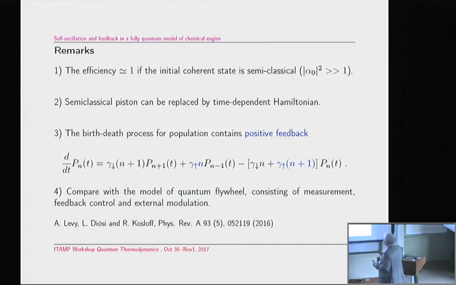Okay, so we have this model which essentially describes the origin of self-oscillation in a quantum piston. So it starts to oscillate with increasing amplitude, and then somehow this energy should be transferred for some useful purposes. And this is a paper of Roney and others, a nice model of a quantum flywheel, which consists of measurement, feedback control, and external modulation. And it shows an example of how one can proceed further with this energy stored in this quantum piston, quantum oscillator.